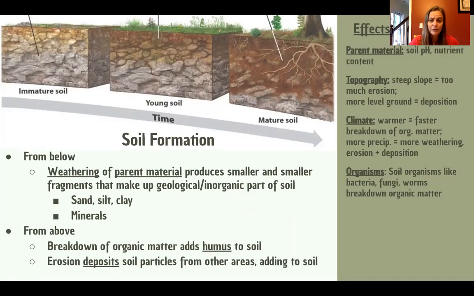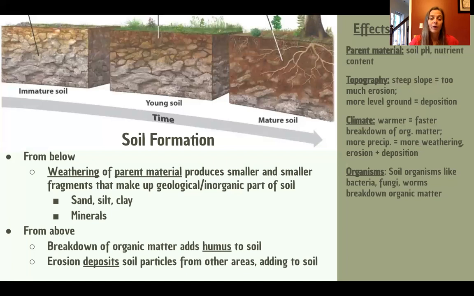Okay, so let's talk about how soil is formed. There's two pieces that lead to soil formation. The first one is the weathering of the parent material that produces those smaller and smaller fragments that make up that abiotic portion of the soil, the portion of the soil that is not living and has never been living. And that's the minerals, that's the rock content. These are the sand, the silt, and the clay, those three abiotic components of soil. And so that can be weathering in place, or it can be weathering and then erosion and deposition.